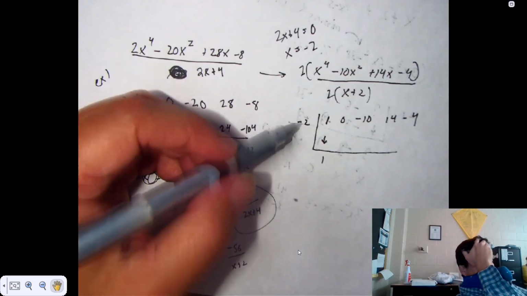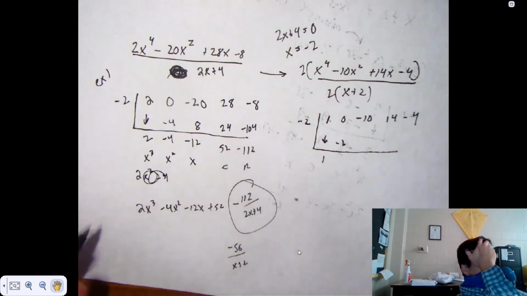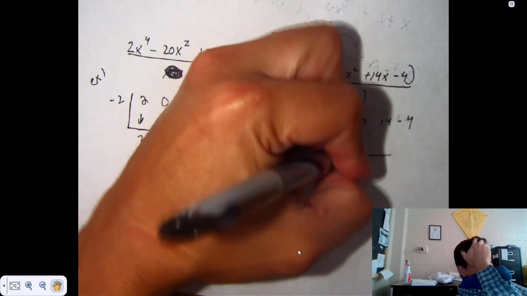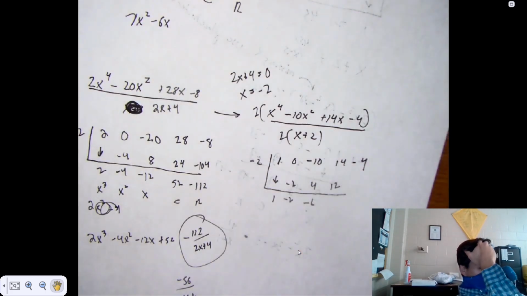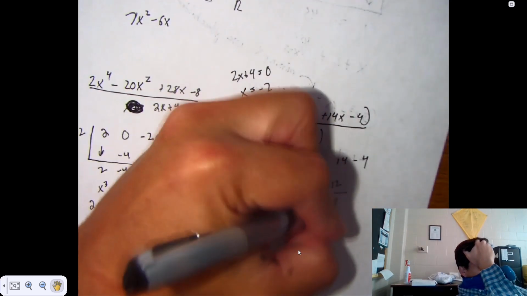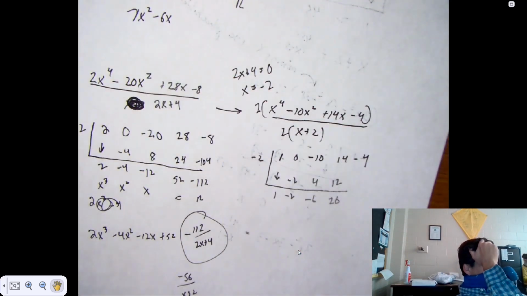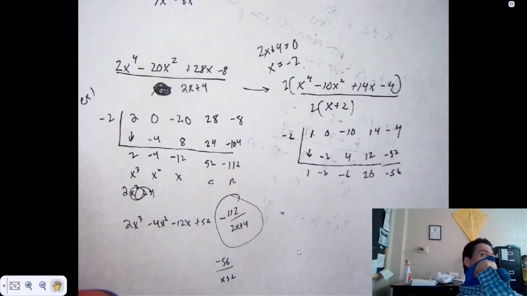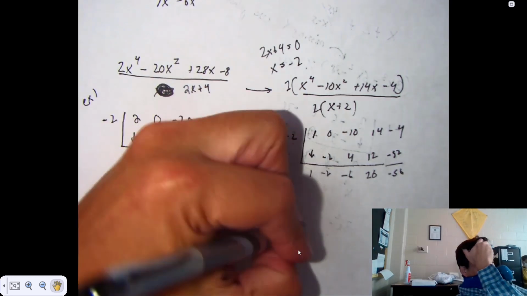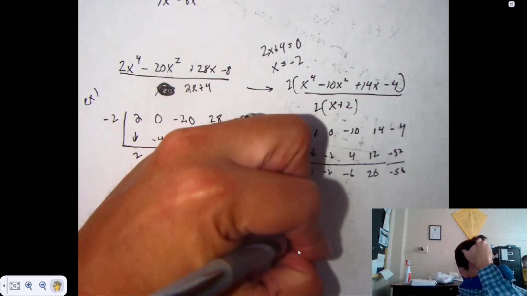Let's do our math. We get a negative 2. We drop, or we add, we get a negative 2. Multiply, positive 4. Add, we got a negative 6. Multiply, we got a 12. Add, we got a 26. Multiply, we got a negative 52. Add, and we got a negative 56. You wouldn't look at this thing and realize what's going on here.